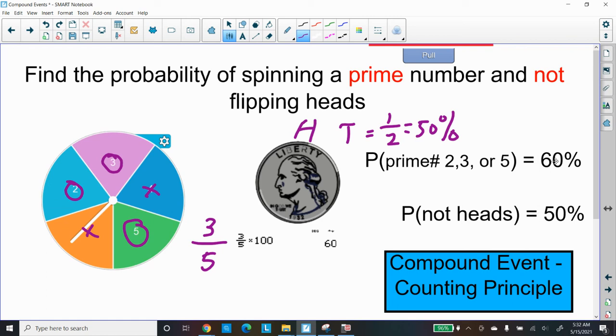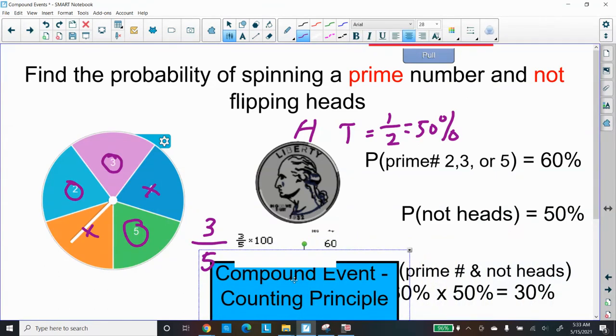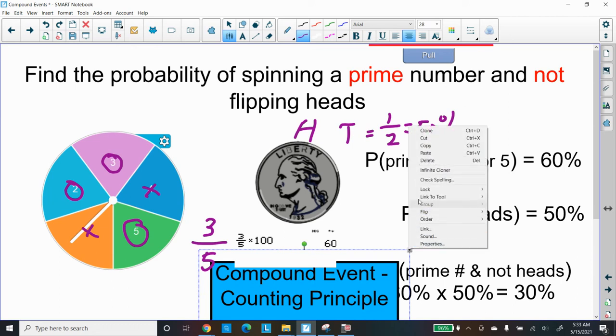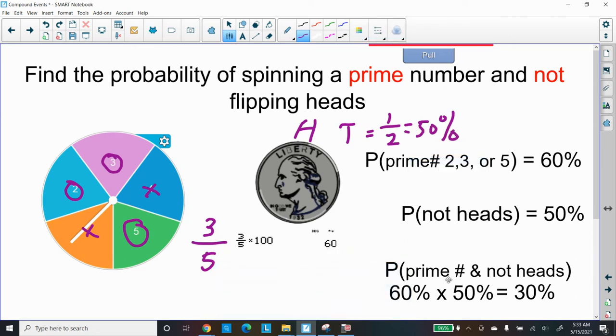Well, what are you going to do with these two percentages, Dr. Rob? Well, we're doing a compound event. Compound event means you're doing more than one thing together. So since you're doing more than one thing, according to the counting principle, you have to multiply those things. So I'm going to take 60% and multiply it by 50%. Let's delete that. And that'll give me 30%. So the probability of a prime number and not heads would be 30%.